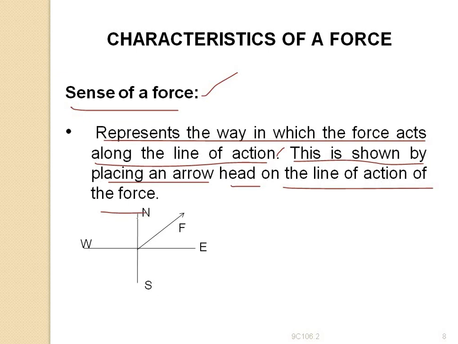Here you can see the forces from the north and south and from the east and west directions. The force which goes along the line of action is determined with F, by placing an arrowhead on the line of action of the force. A vertical load determines F along the direction or line of action. It is also determined as the sense of a force.